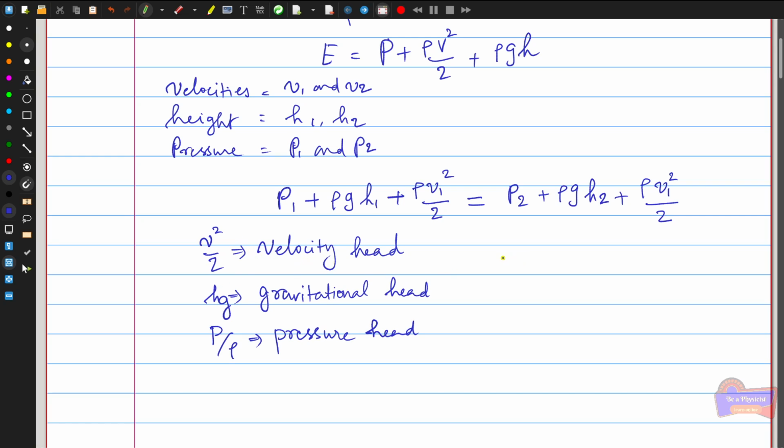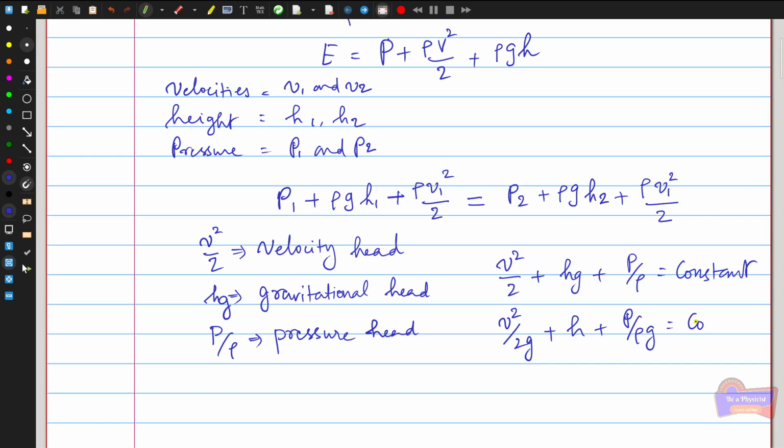Therefore, if we combine all these three values, v squared divided by 2 plus hg plus p divided by rho is equal to a constant value, that is the Bernoulli's equation. Or I can divide this equation by g, and then I get v squared divided by 2g plus h plus p divided by rho g, which is equal to a constant value. Here v squared by 2g is the velocity head, h is the gravitational head, and p divided by rho g is the pressure head. So the total energy will be equal to the constant value.